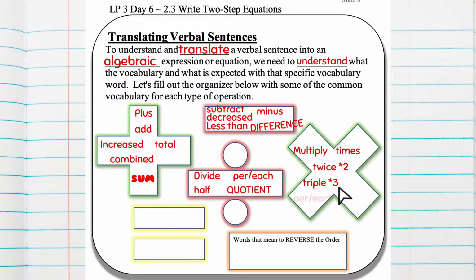Per or each can also mean multiplication. Okay, so that can be a little confusing because we have per and each in both multiplication and division. It depends on how the words are being used. So if I have something like a silly equation, like there are 4 bunches of bananas, each bunch has 5 bananas. How many bananas are there in all? Well, if I have 4 bunches and there's 5 in each bunch, I'm using each as a multiplication word. So I'd go 4 times 5 and I get 20.